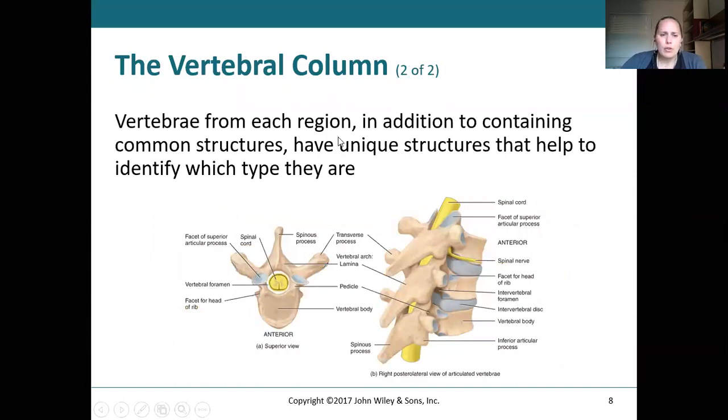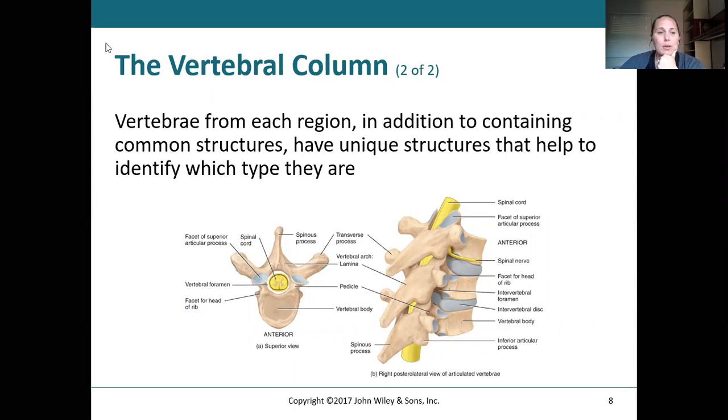The vertebrae from each region, in addition to containing common structures, have unique structures to help identify which region they are. Each of these different regions looks different structurally. When people ask me what they need to know, you'll need to know the different regions, what's in them and what their names are, and then you'll have to be able to identify those regions based off of the cross-section we're going to look at here.